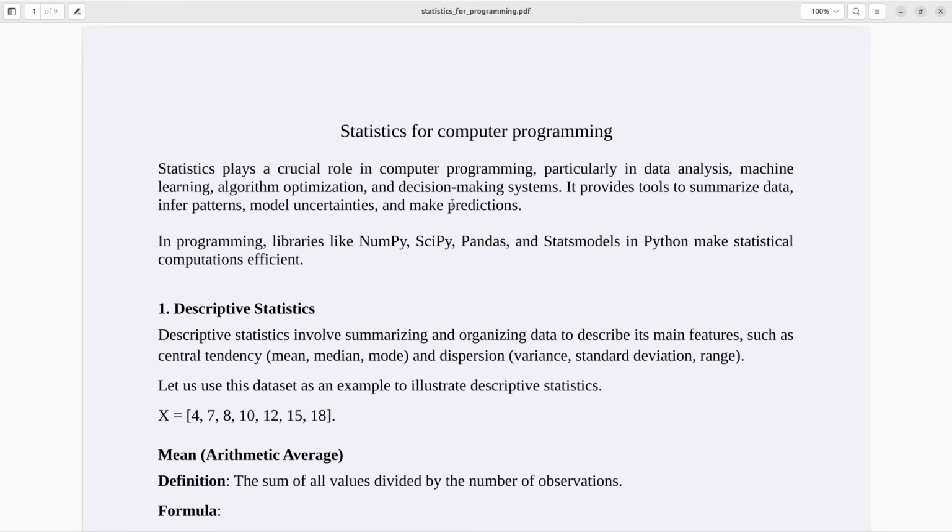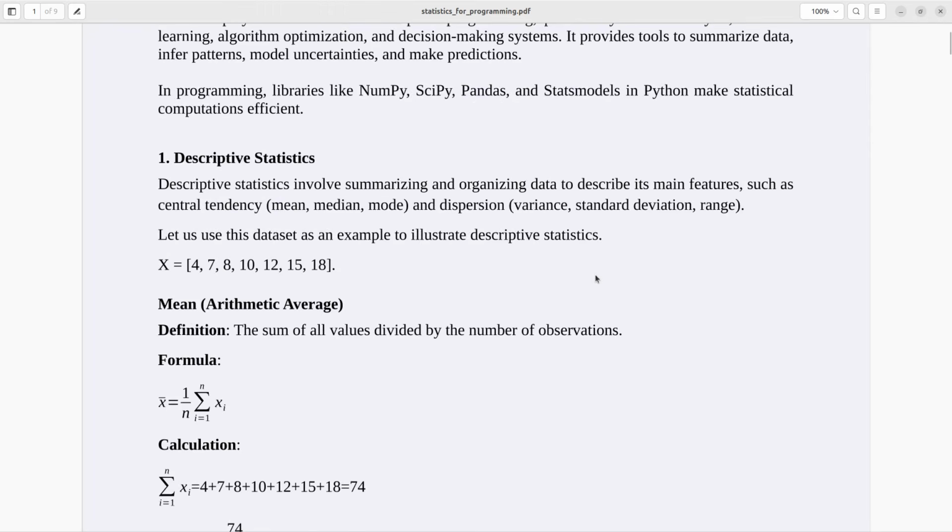So in programming, we can use libraries like NumPy, SciPy, Pandas, and StatsModels in Python to make statistical computations more efficient. Okay, so that means we don't always need to write our own programs to handle the data and perform statistical analysis. So let us talk about the first topic for this video, which is descriptive statistics.